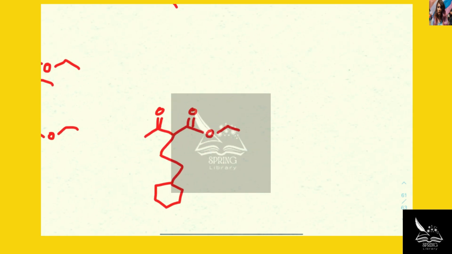I'll have my ketone, my ester, like that, and then attached to this carbon, we have a substituent, and that substituent is going to be my 2 carbons connected to my cyclohexane, just like that. Okay, so the question is, are we done?